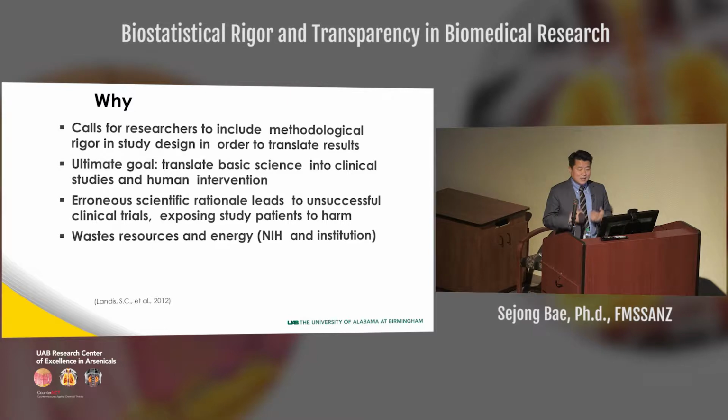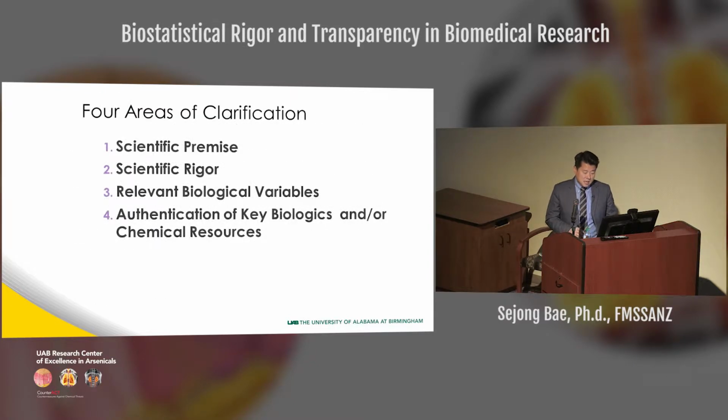NIH wanted to see methodological rigor in study design in order to translate results. The ultimate goal is to translate basic science into clinical studies and human intervention. If clinical trials are unsuccessful, they expose study patients to harm, and they also waste a lot of the resources that were put together. NIH came up with four areas of clarification in the NIH grants: scientific premise, which translates into a scientific background, scientific rigor, relevant biological variables, and authenticity of key biological and chemical resources. Today we're going to focus on scientific rigor and biological variables.